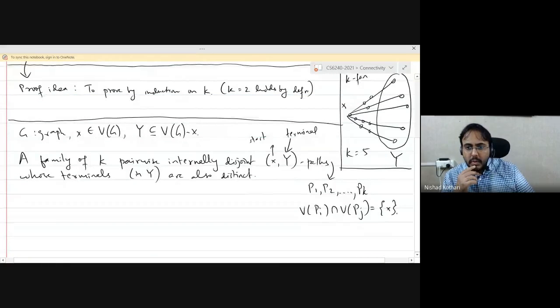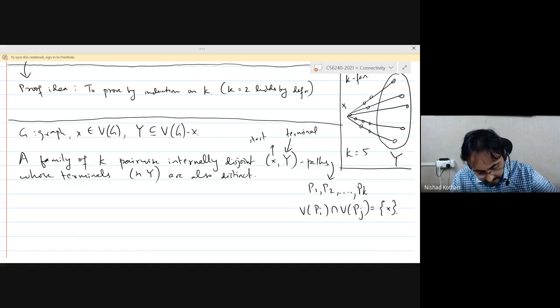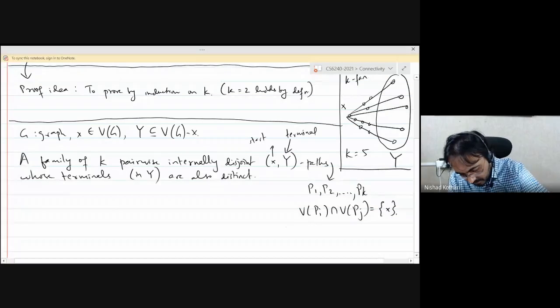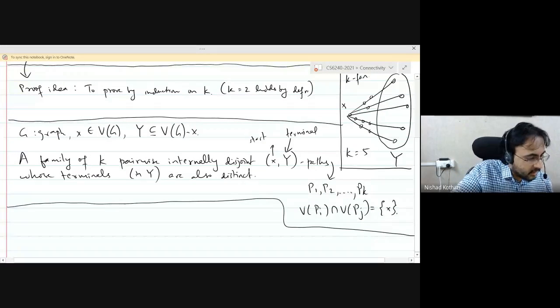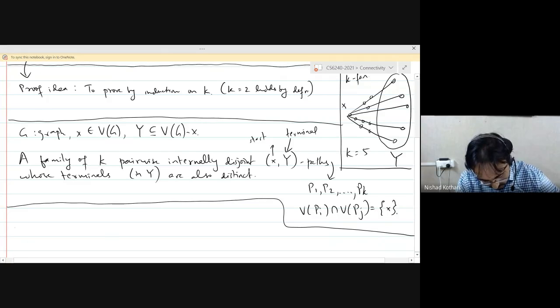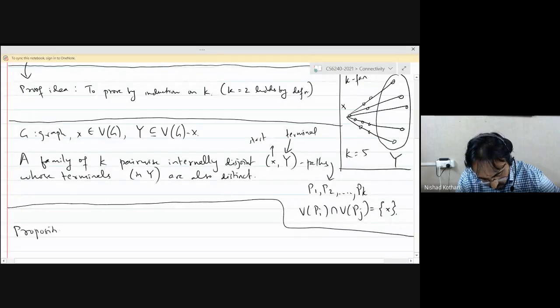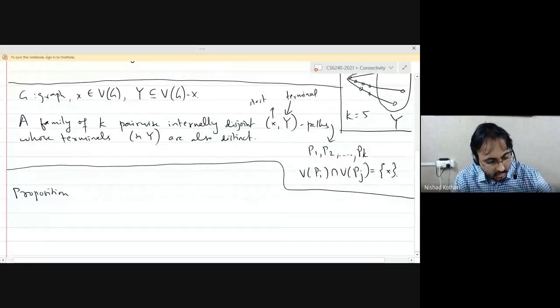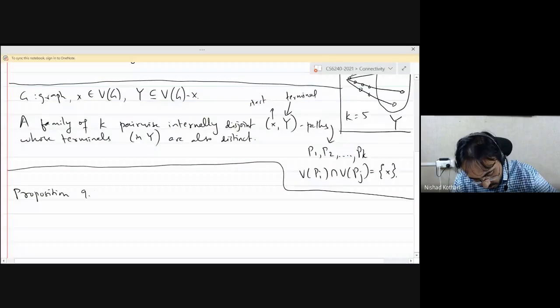So what we will first do is establish the existence of a k fan in any k connected graph where you can choose your vertex X and set Y as you like. So that brings us to what is called the fan lemma, Proposition 9.5, also called the fan lemma.